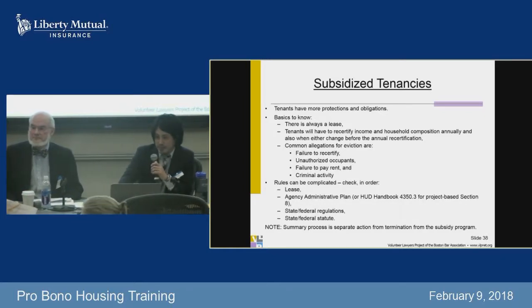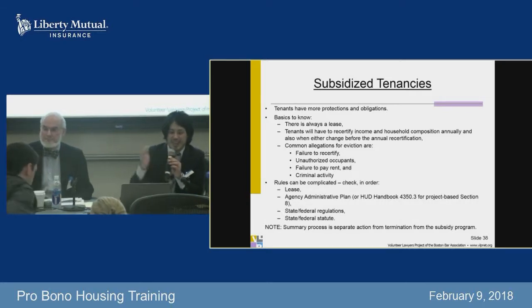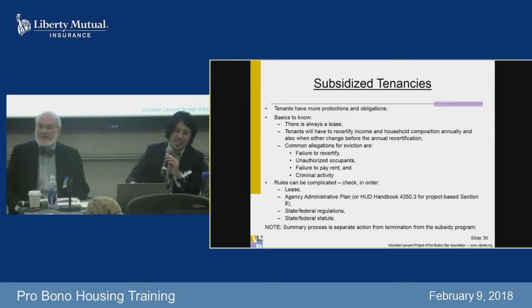Yes? If the subsidy is attached to the unit and they're evicted, won't they lose it anyways? Right, so this is for portable vouchers, yeah. So yes, if the subsidy is attached to the unit and they're evicted, then they no longer get the benefit of that subsidy because it stays with the unit.